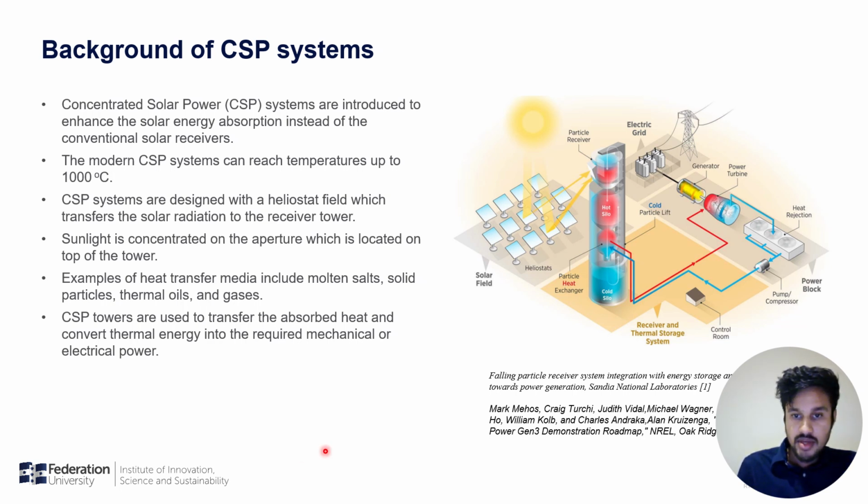As an example, this figure represents a CSP power tower system. Usually the receiver is located on top of the tower and the heliostat field located on the ground concentrates the solar radiation to the receiver through an aperture. Molten salt, solid particles, thermal oil and gases are used as the heat transfer media for these systems. The energy absorbed by these systems can be utilized to generate electrical and mechanical power.